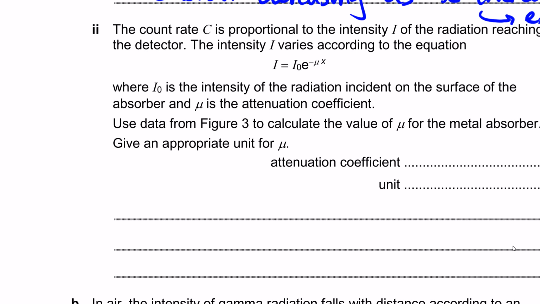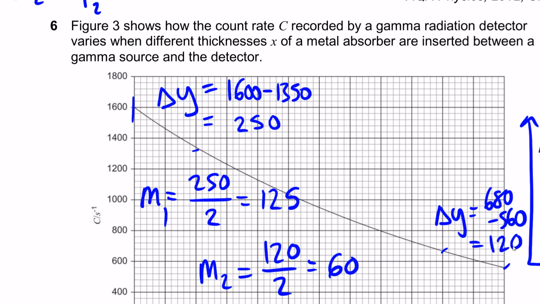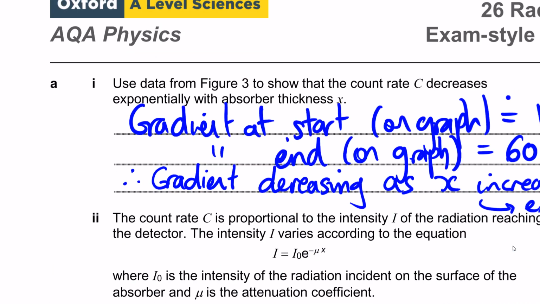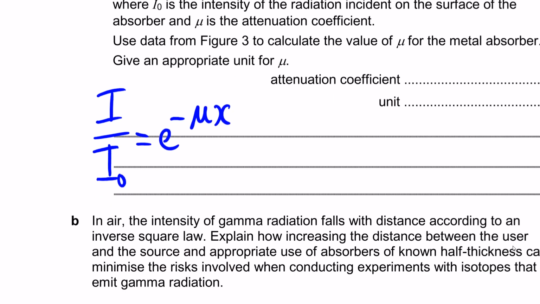Next, talking about the intensity of it decreasing. So I over I naught is e to the minus μx. We're looking at the exponential change of intensity with x, which funnily enough is what we've got on our graph. So I over I naught is approximately equal to 0.5.